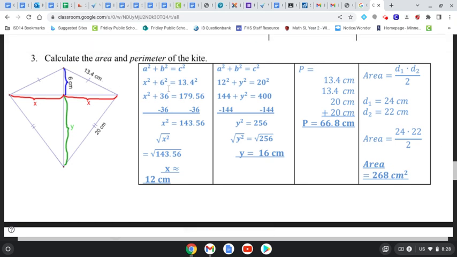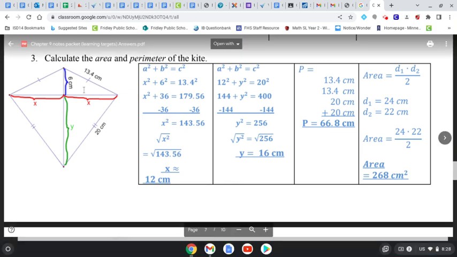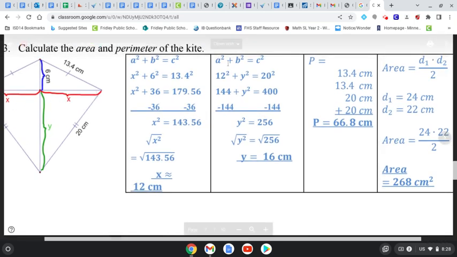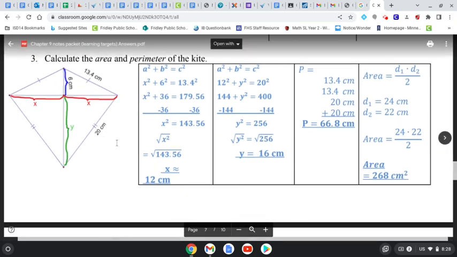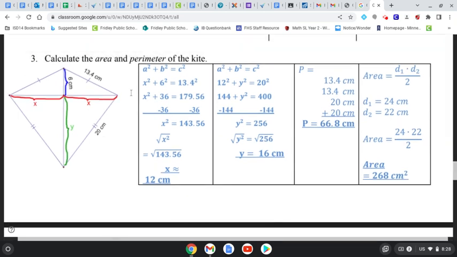Go ahead and square both of those. Subtract the 36. Take the square root. And I end up with x equals 12 centimeters. So I can label that 12. And I know this will be 12 over here. So this whole diagonal would be 12 and 12. So I'll encourage the teacher to go ahead and pause the video there to make sure students understand that and can write that part down.